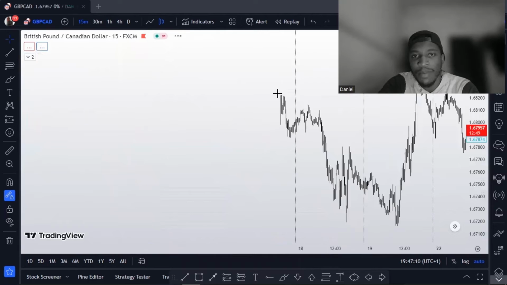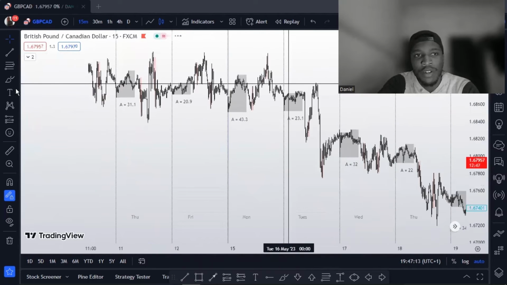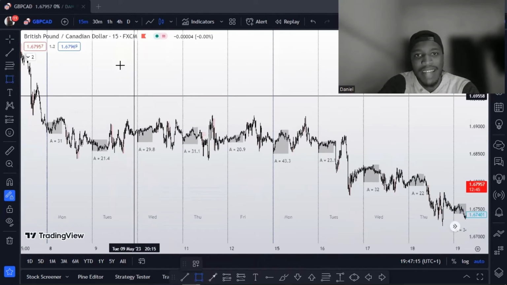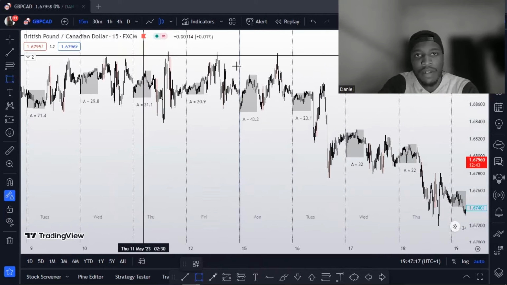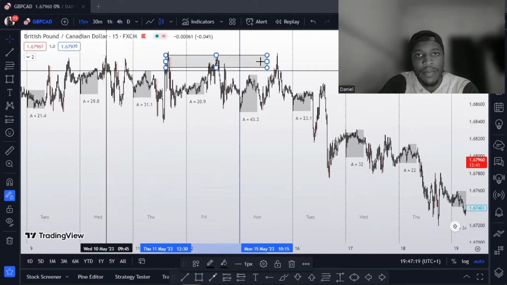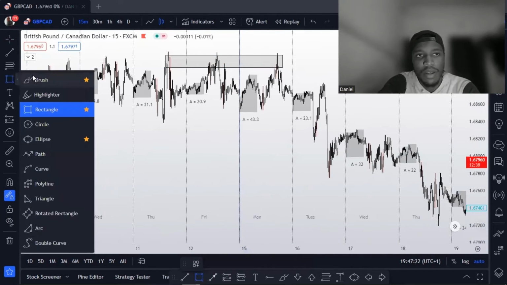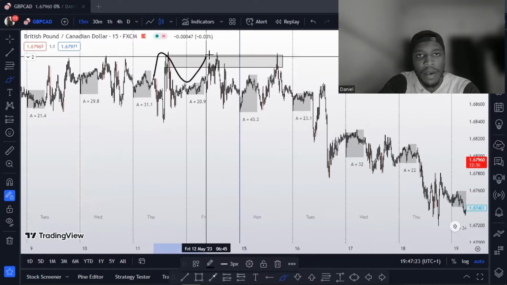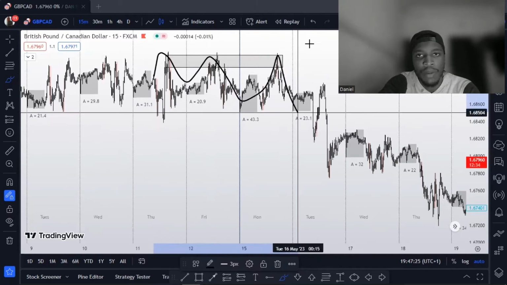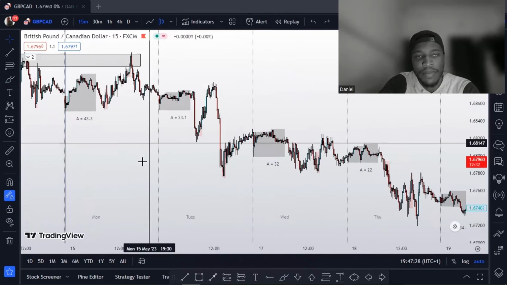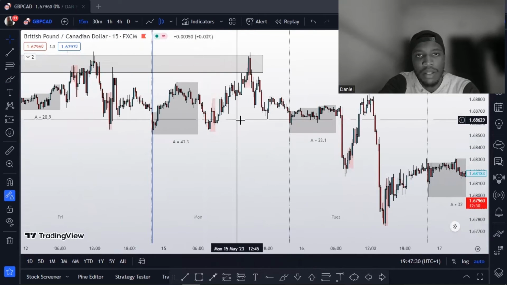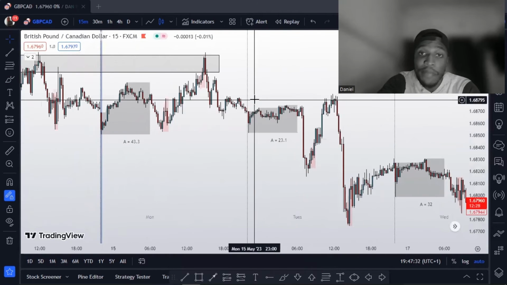GBP CAD, this was absolutely beautiful. Now this one, we see that the market is in a downtrend, right? The market gives us a triple top here. So this is the first top, M formation, double top, triple top, market reverses. Now Monday, same buyers with EuroCAD.